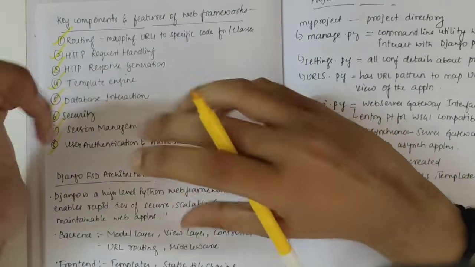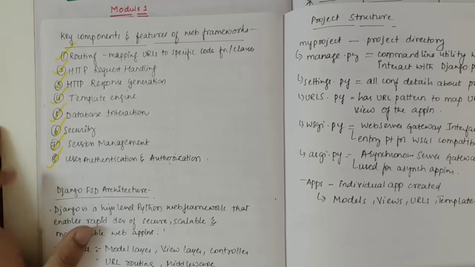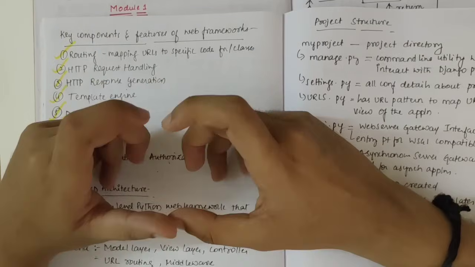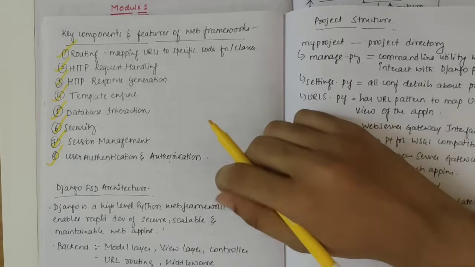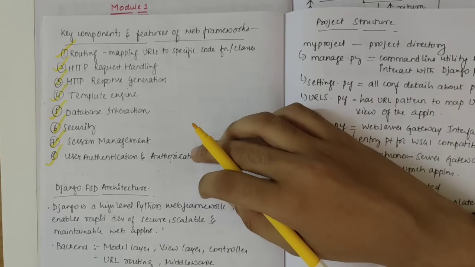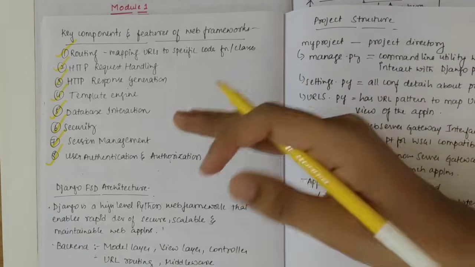Next we have database interaction. By using modules and libraries, we can interact with the database. Here we come across the concept of object relational mapping, which you'll be studying further.